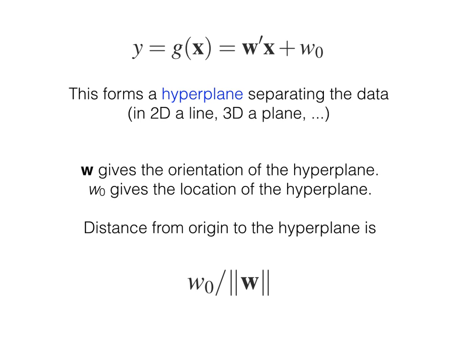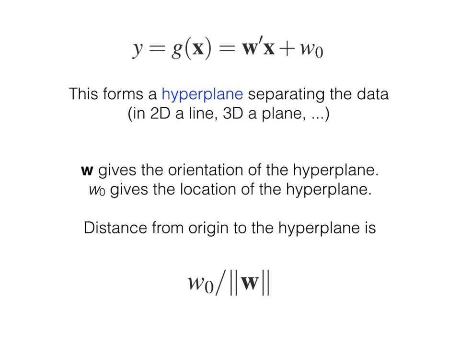So this w transpose x plus w0 forms a hyperplane that separates the data. In 2 dimensions, a hyperplane is just a line. In 3 dimensions, it's a plane, so a flat straight surface that separates the two different classes. So the w vector gives the orientation of where that hyperplane is, and w0 gives the location of the hyperplane away from the origin. And w0 divided by the length of w gives the distance from the origin.